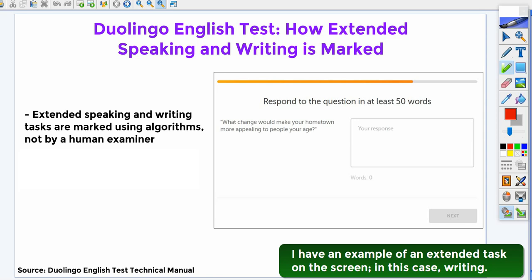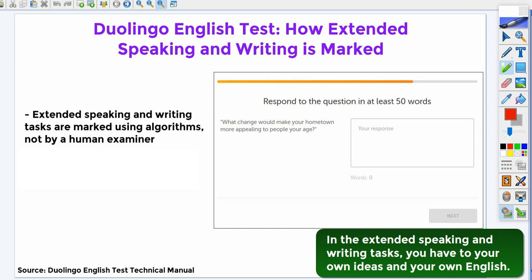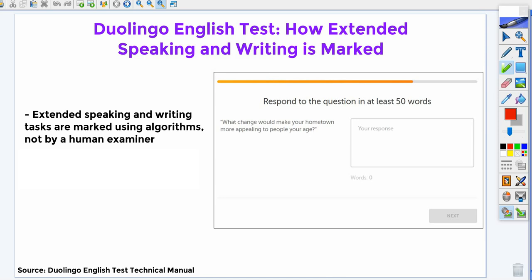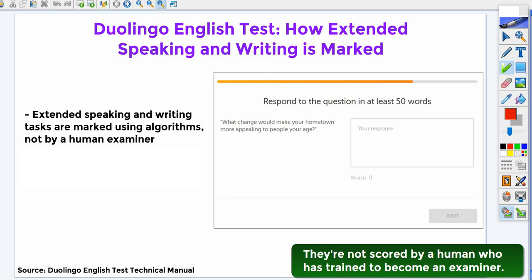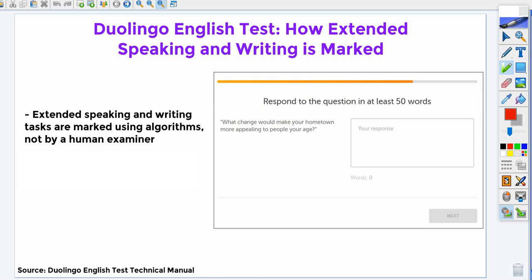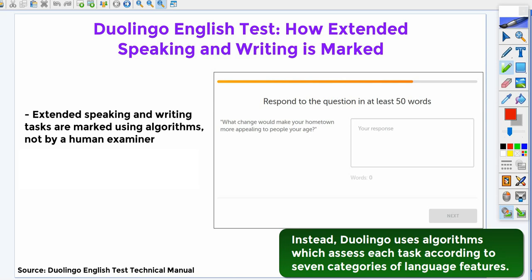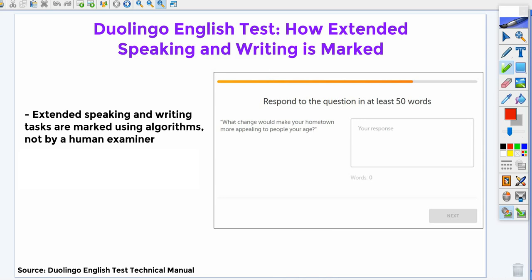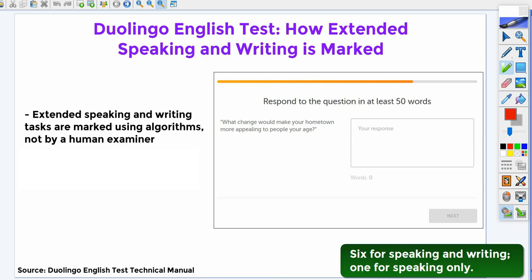I have an example of an extended task on the screen, in this case, writing. In the extended speaking and writing tasks, you have to use your own ideas and your own English. They're not scored by a human who has trained to become an examiner. Instead, Duolingo uses algorithms which assess each task according to 7 categories of language features. 6 categories for speaking and writing, 1 for speaking only.